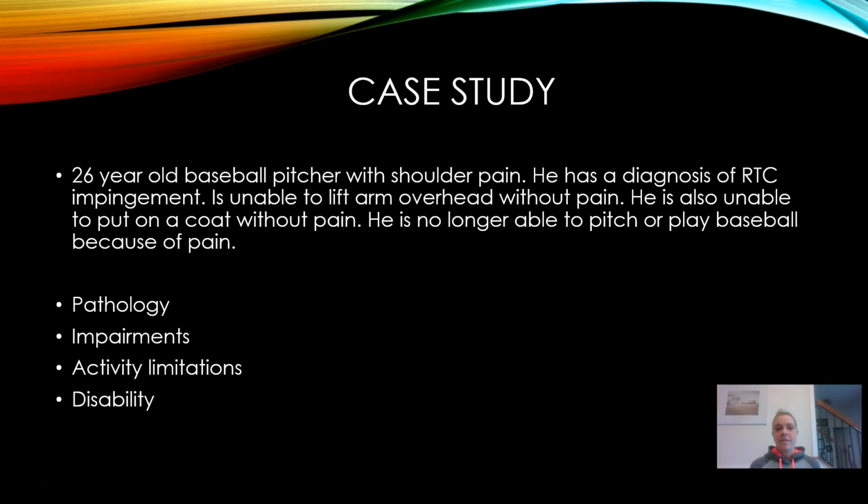So we've talked about these types of things before, but here's just a case study to run through some of the examples of this. Let's say we have a 26-year-old baseball pitcher who has shoulder pain. He's been diagnosed with rotator cuff impingement. He's unable to lift his arm overhead without pain. He's also unable to put on a coat without pain. He's no longer able to pitch or play baseball because of pain. So think about, what would the pathology, impairments, activity limitations, and disability be? And I'm actually just going to save that and use it for your discussion board. So if you want to see the answers, check out there.